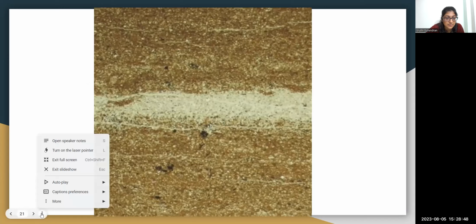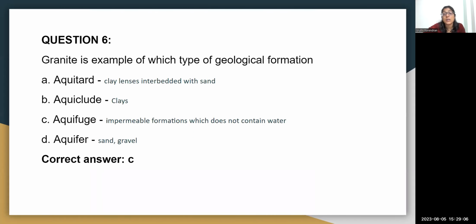I can show you an example. This is not a clay lens. This is a sand lens that is interbedded in silt. So clay lenses are nothing but a patch or a portion of clay in between these sand particles, and such an entire geological formation is also an example for aquitard. So that is for aquitard.